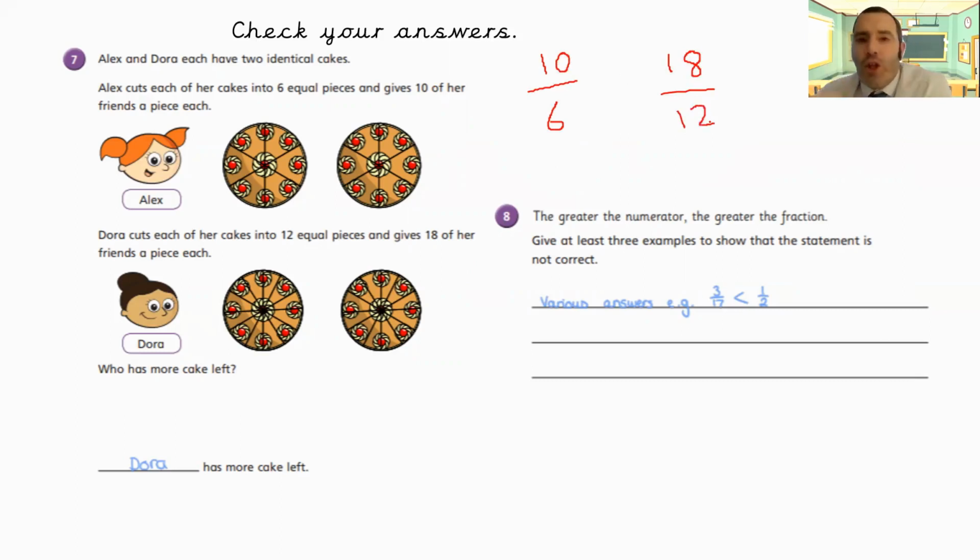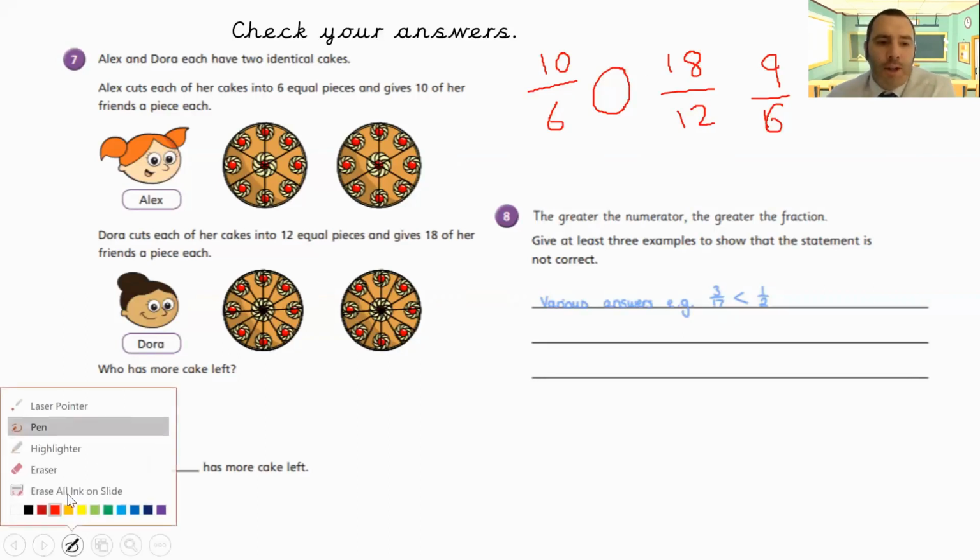Now, there's 2 ways round we can solve this. We can multiply this one by 2 to get our denominators to be equal, or we can divide this one, so 18 twelfths by 2, to make these equal. Depending on which way round we did it, if we do it by dividing, I'm going to divide by 2, so it becomes 9 sixths. So who has more cake left? It's going to be Dora, because she's given away less of her cake.